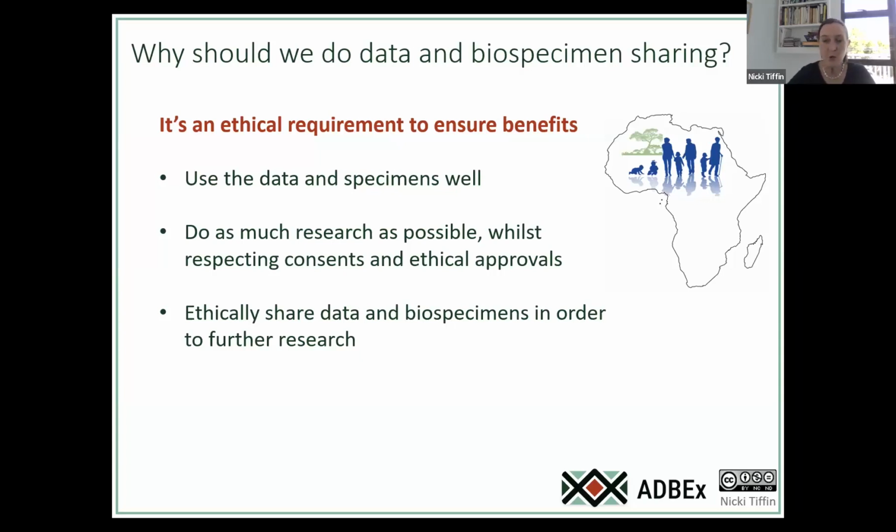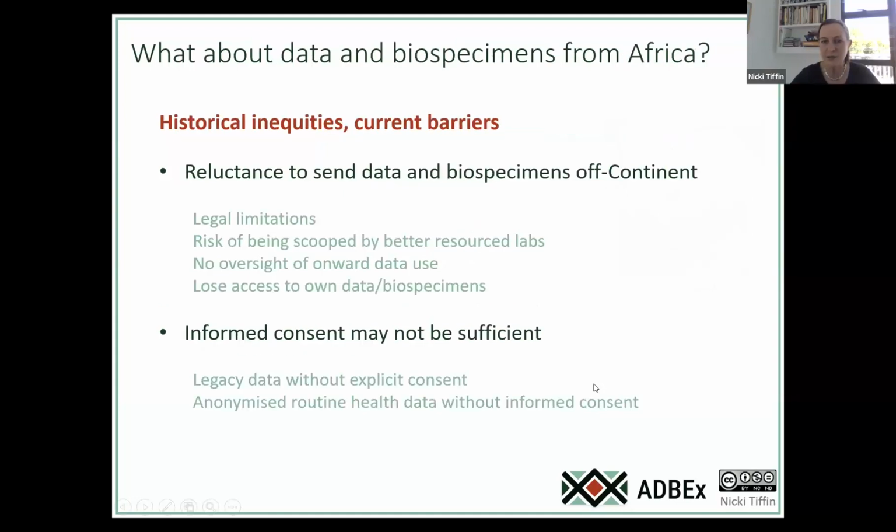But of course, for human data particularly, we must respect the consents, and for all data, respect the ethical approvals that were given to use those data. So we really do need to share data and biospecimens in order to further research. We know about underrepresentation of Africans in much of the world's research that's going on, but we need to be sure that we are ethical and equitable in the processes. There are a lot of historical inequities, and there are barriers to sharing data and biospecimens.